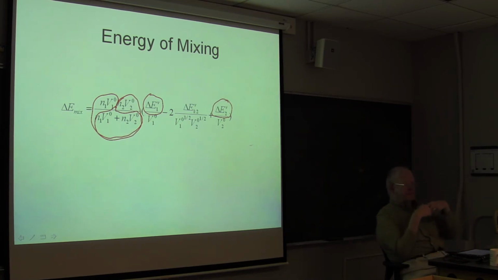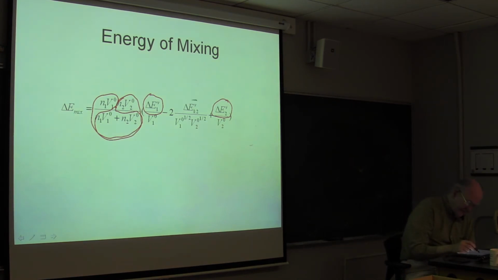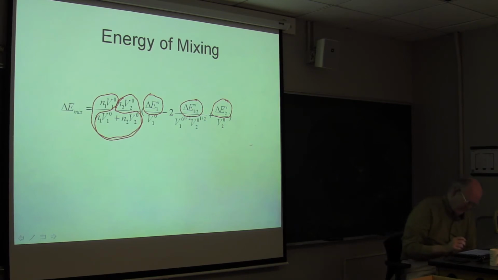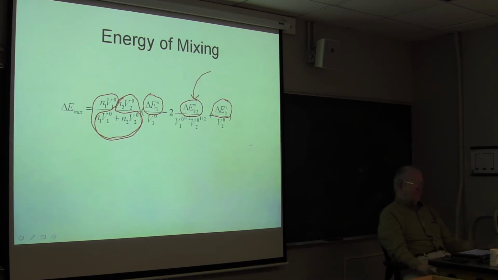Now, in the mixture, you have something that is not present in the gases. You've got 1-2 interactions, and so we have to bring in this term to represent the interactions of 1 with 2. Because they form in the mixture, they're not present in the pure liquids. The trick, if there is a trick in regular solution theory, is how do we come up with that number? And it's a very important part of the problem.